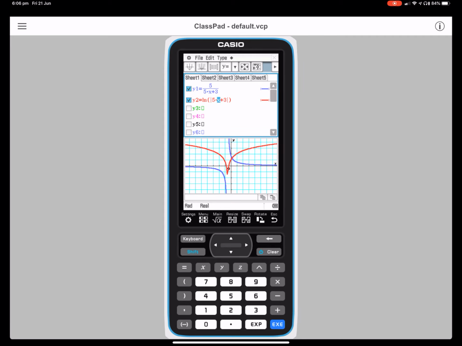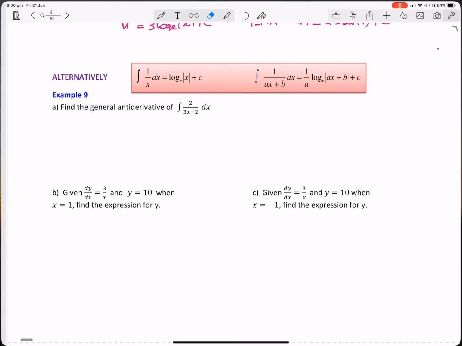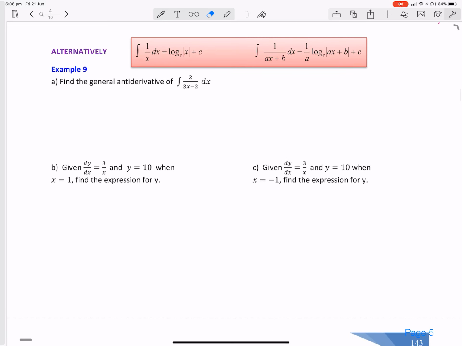Because what it does, when you put a negative number in here, it evaluates the inside and then it makes it positive. So let's do an example. If I have the integral of 2 on 3x minus 2 dx, we get 2/3 times 3 on 3x minus 2 dx, which we say is equal to 2/3 log e mod 3x minus 2 plus c.